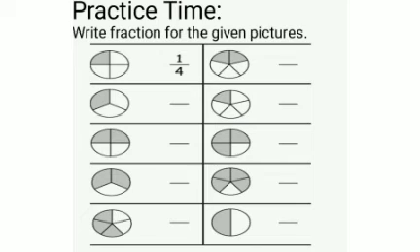Now it's time for practice. See here, so many circles were given. Write fraction for the given pictures. See, the first circle is divided into 4 parts. How many parts? Total number of parts? 4. So, the denominator is 4. Out of 4 parts, how many parts are shaded? Only 1 part is shaded. So, that is numerator. Now, you can write the fraction as 1 by 4.